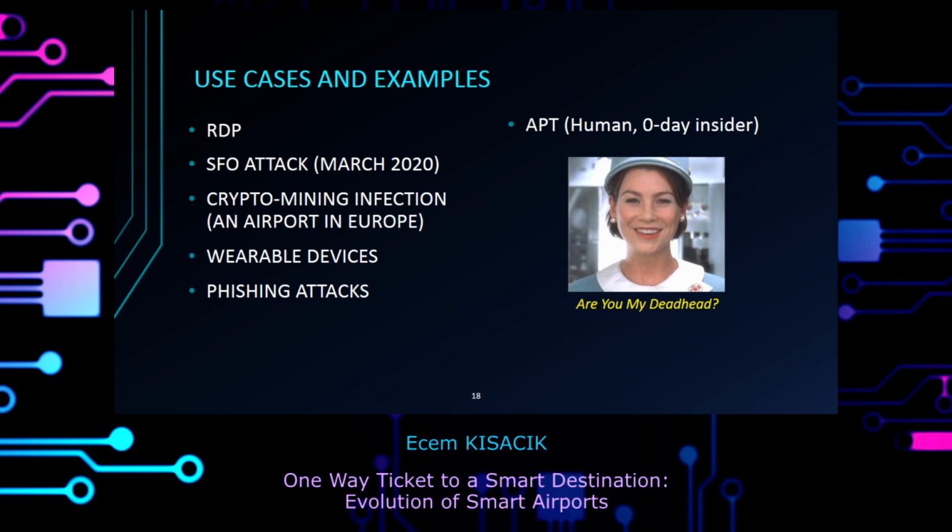Using RDP, according to a McAfee report, attackers use RDP to gain access and perform ransomware attacks. San Francisco International Airport attack in March 2020: attackers hacked the website by inserting malicious code and they stole user data. Crypto mining infection: the attack vector again was malware, a Bitcoin miner. It executed multiple processes in a very short time. Then the company found the malware and removed it.